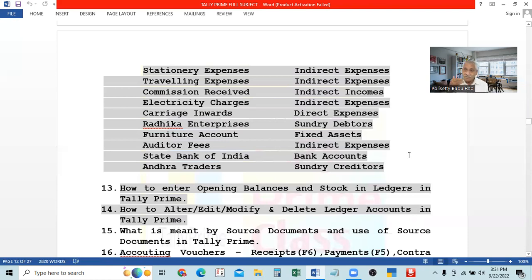Credit sales, for the seller, it is sales. For the buyer, it is purchase. So it is not only for sales, it is for purchases also. The seller will sell, the buyer will buy.